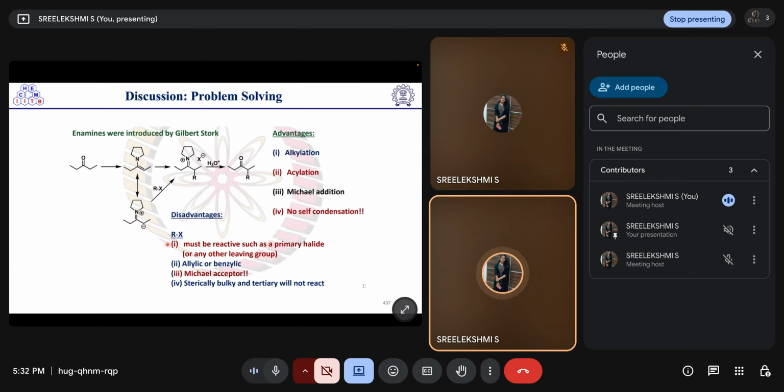Some disadvantages of this reaction is whichever alkyl halide we are using, that must be reactive, such as a primary halide or any other leaving group. Then we cannot use allylic or benzylic, and if a Michael acceptor is there, that is also problematic. Sterically bulky and tertiary halides also will not react.